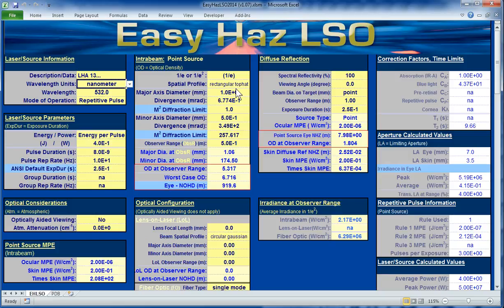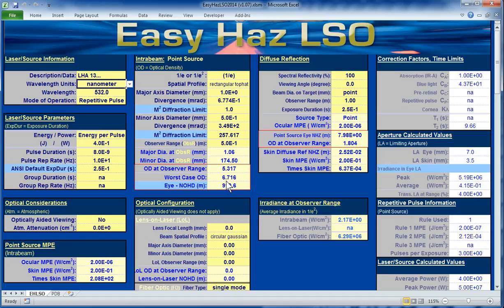That's going to give us the narrow part of our fan, and then we keep the other axis narrow, but with a really big divergence. Okay, so that creates the fan for this. Now we can tell that at an observer range of 0.5 meter, the major diameter is only 1.06 millimeters, but our minor diameter, our beam diameter, or the width of our fan is almost 175 millimeters. So this is how we model a fan for one of these type of systems that measures particle velocity.